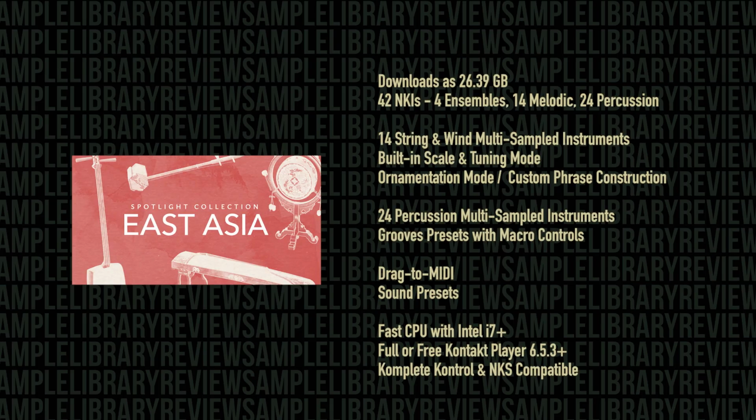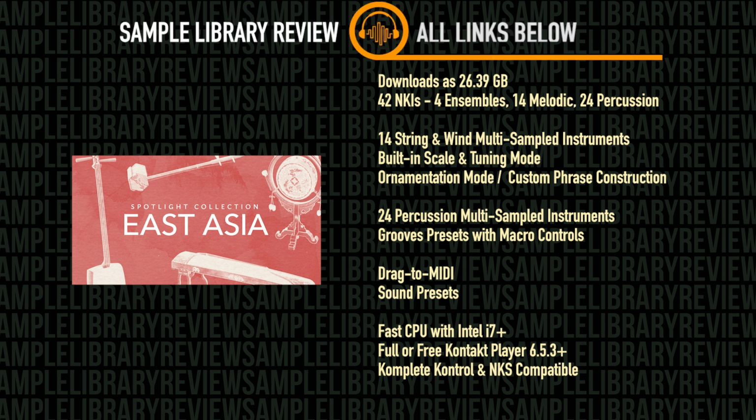Library download is 26.39 gigabytes, contains 52 NKIs with 4 ensemble patches, 14 melodic patches, and 24 percussion patches. Now, these are samples from traditional instruments from China, Japan, Korea, with samples being played and captured by renowned performers. Library includes 14 string and wind multi-sample instruments with built-in scale and tuning modes, ornamentation modes, which allows you to play dedicated keys with ornamentation. There's a custom phrase construction functionality, and there's 24 percussion multi-sampled instruments with grooves, presets, and an intuitive macro control.